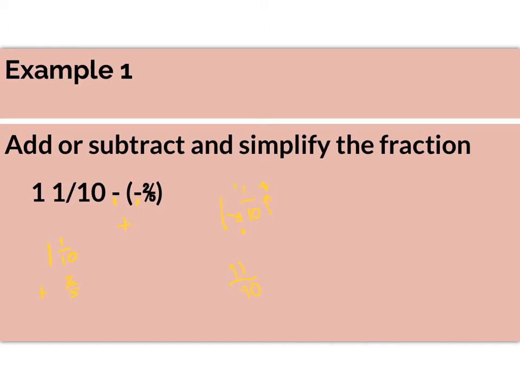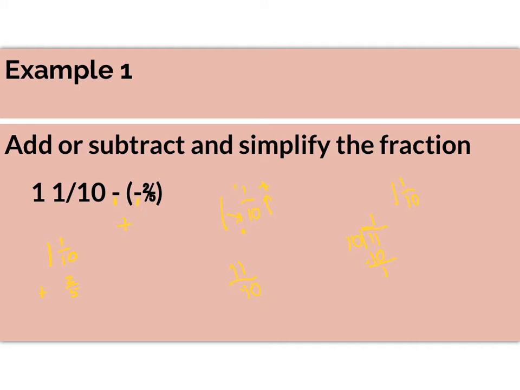And how do I know that this works? Well, watch. We know from dividing fractions that 10 divided into 11 goes once. 1 times 10 is 10. When we subtract, we get 1. So you get a whole number of 1, your remainder of 1, and your divisor is 10.